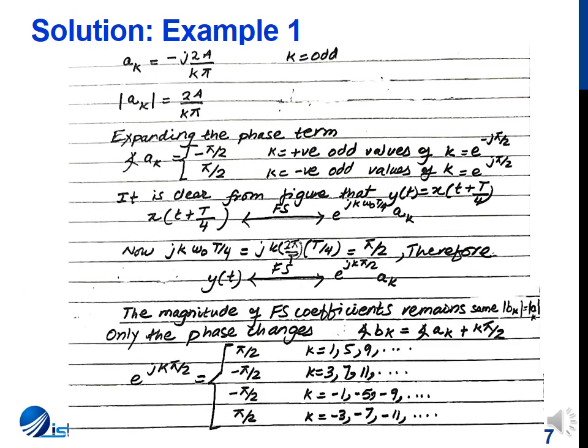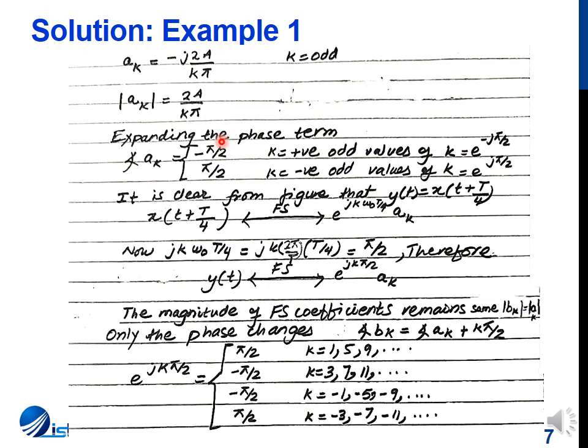From lecture 27, we recall that the Fourier series for the square wave was a_k equal to minus j2A by k pi for odd values of k. For even values of k and for the DC value, we had a_k equal to 0. Now if we determine the magnitude of a_k, we get 2A by k pi, which was a decreasing amplitude, if you remember.